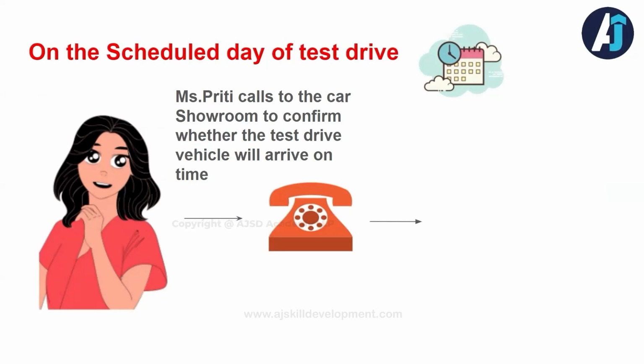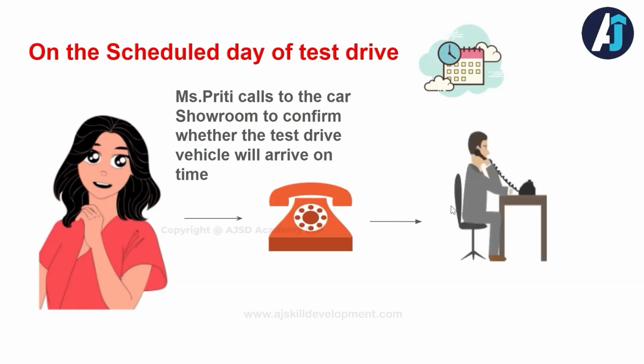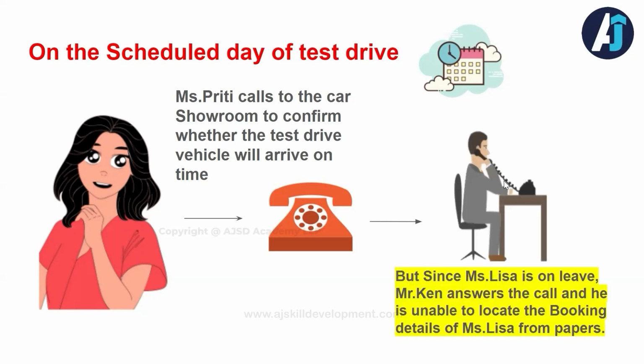But unfortunately, Miss Lisa, the sales representative who took the information from her at the initial booking time, is off on that day. And there is some other person whose name is Mr. Ken. He answers the call, and he is completely unaware of who Preeti is. He is unable to search the appointment book to find who Preeti is and when she booked the test drive. He is not able to locate it in the paper records. So only Miss Lisa knows where Preeti's information has been written.